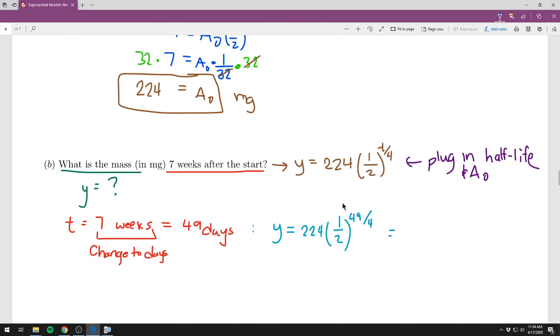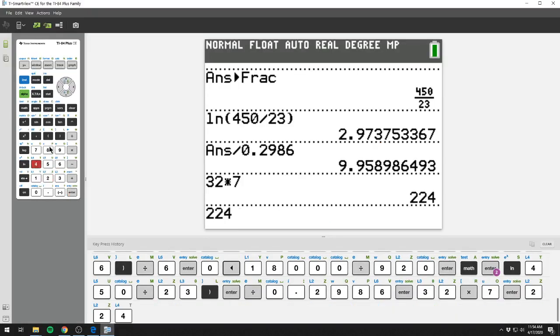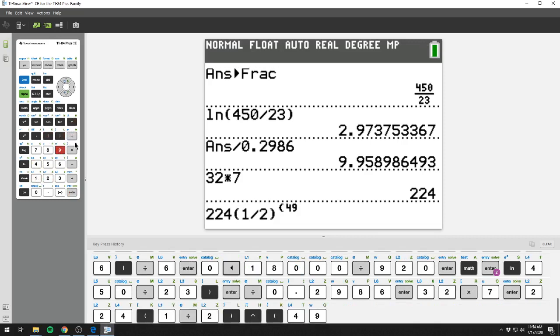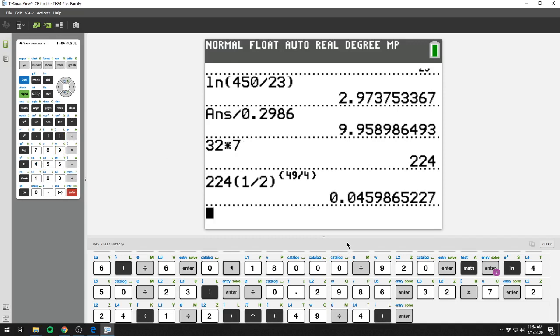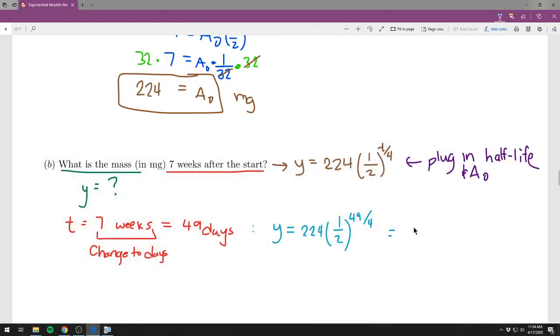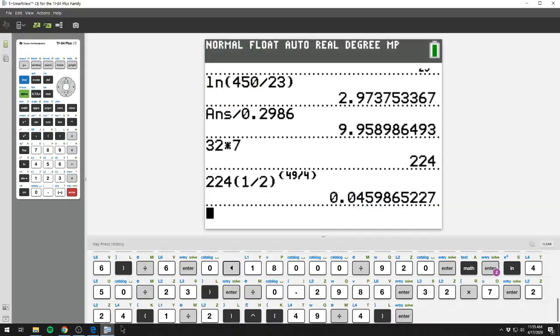You can type this whole thing in your calculator if you want. Let's see what we get. 224 times 1/2 raised to the 49 divided by 4 power. And we get 0.0460. Which is our mass after 7 weeks. Right, 0.0460.